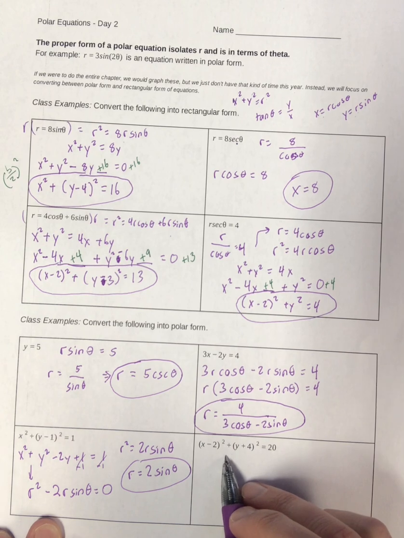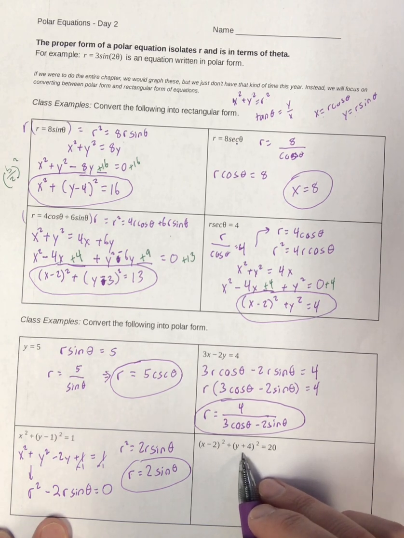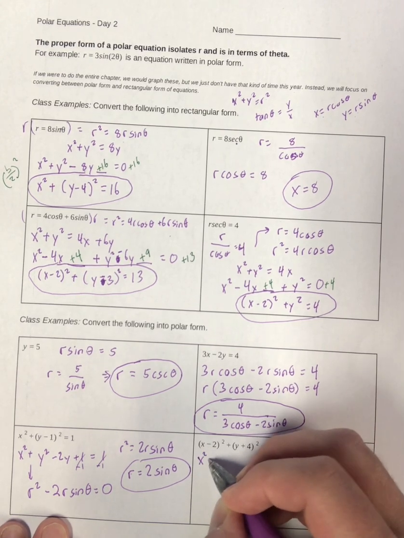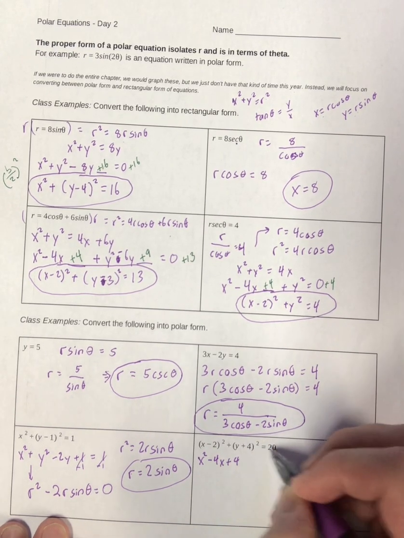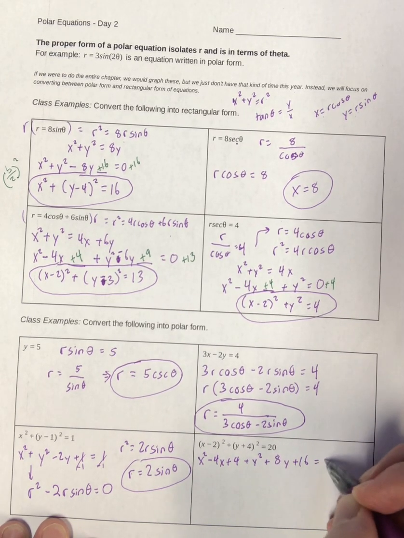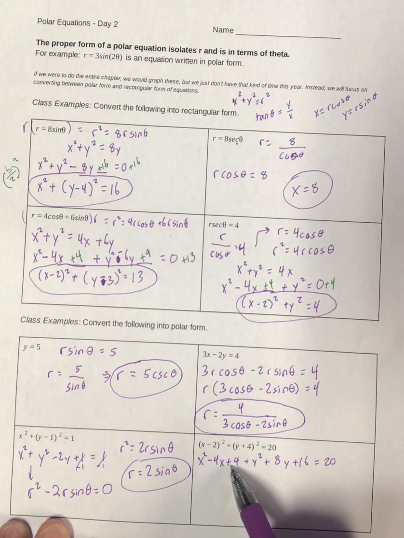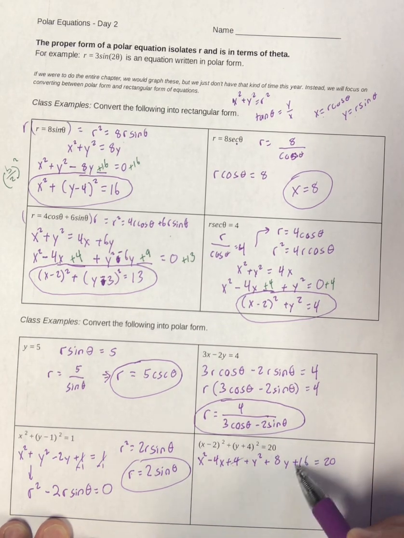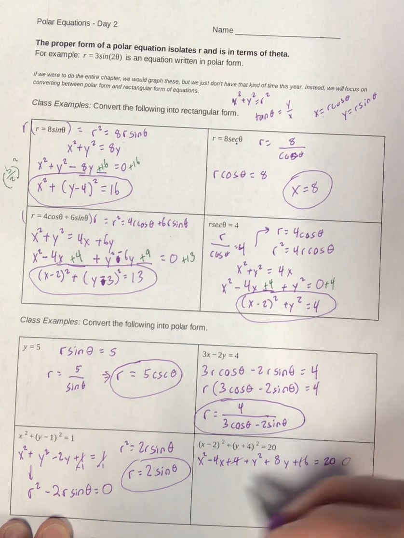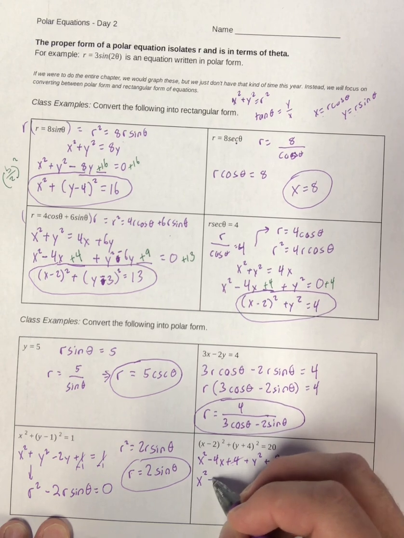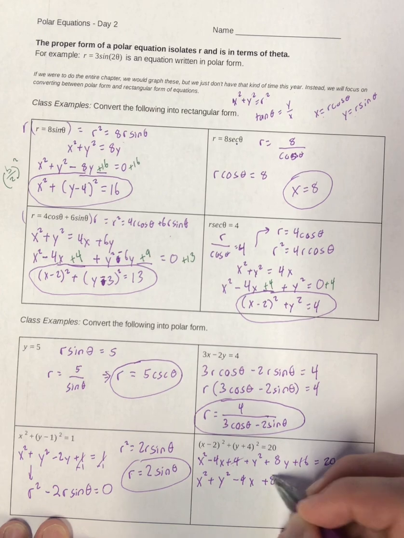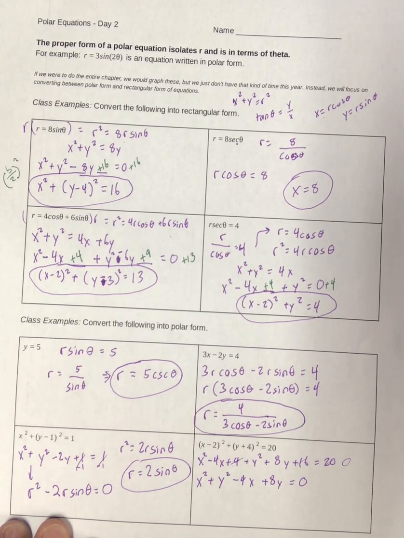So we have x minus 2 squared plus y plus 4 squared equals 20. Let's FOIL everything. X minus 2 squared is x squared minus 4x plus 4. And this is y squared plus 8y plus 16 equals 20. By no coincidence, when we subtract 4 and 16 from both sides, it ends up canceling out that side. That's just the way these are going to work. Regrouping these to make them easier to convert, I'm going to get x squared plus y squared minus 4x plus 8y is equal to 0.